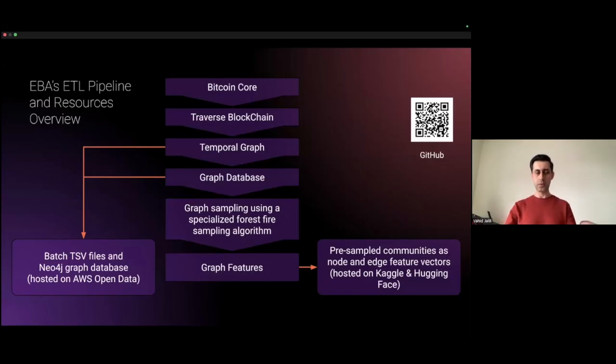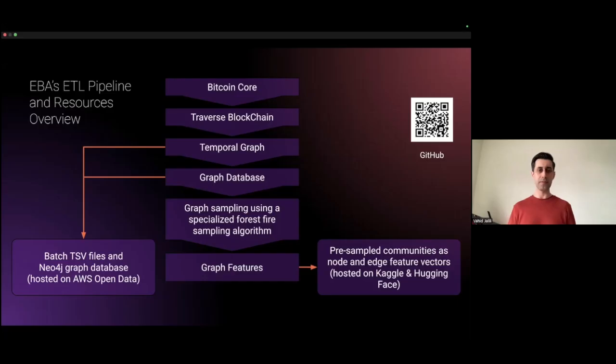So to get the information from Bitcoin, I use the application called Bitcoin Core. This is a reference implementation of Bitcoin. It was originally developed by Satoshi Nakamoto, and it is currently maintained by the community. Using that application, we traverse all the blocks on the blockchain, extract all the information about the transactions, as we discussed, and then create a temporal graph.